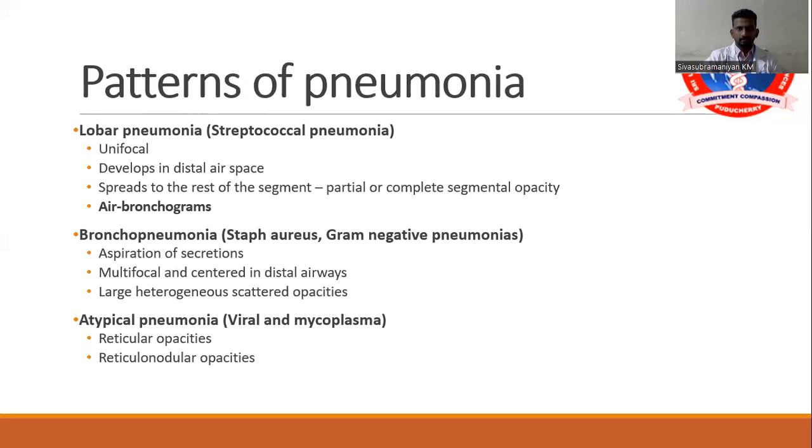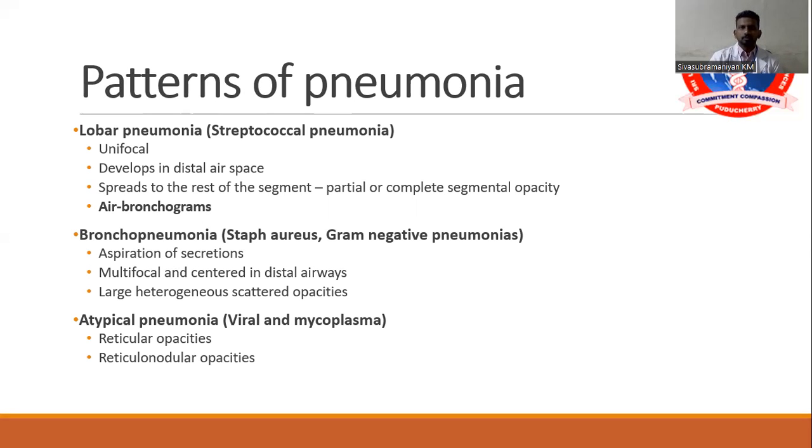Moving on to the next slide. You have radiological patterns of pneumonia. These are also clinical patterns in pneumonia. And the most common pattern of radiological pneumonia is lobar pneumonia, where the infection is usually unifocal, that is restricted to a single lobe, and it develops in the distal air space, that is the periphery of the lobe is initially involved, and then it spreads to the rest of the segment with partial or complete segmental opacity.